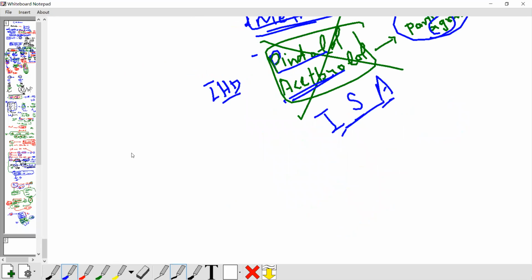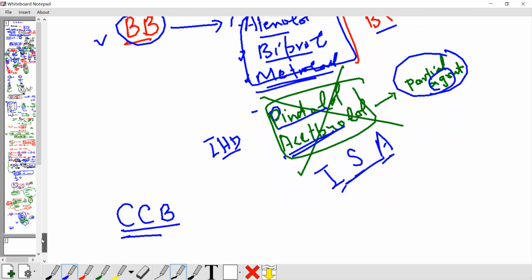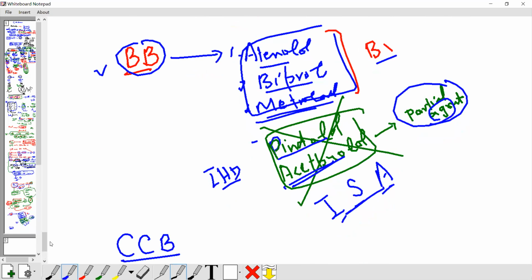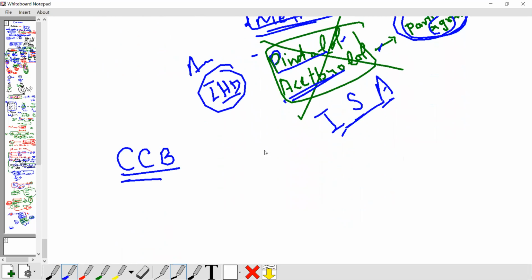Next we go for calcium channel blockers. The concept about beta blockers is done. Which beta blocker do you go for? Selective. Which one? Atenolol, bisoprolol, metoprolol. How about pindolol and acebutolol? These are also selective, but the problem is that they are partial agonists. Can you use them in ischemic heart disease and angina patients? No. Must avoid pindolol and acebutolol in angina and MI, because they have stimulating property.